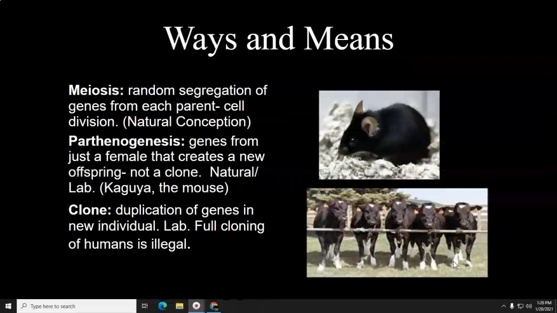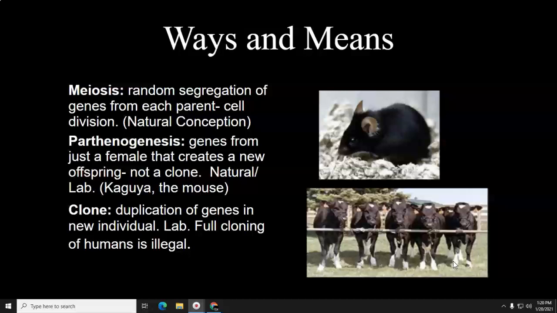So the basic ways and means of conception: there is the basic, natural one where we've come from, which is meiosis. That's where you have random segregation or grouping of genes from each parent in cell division. That's why we inherit characteristics from both of our parents. But there are a few other ways.